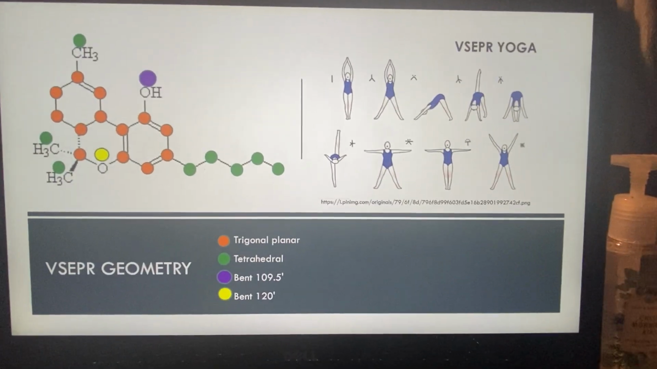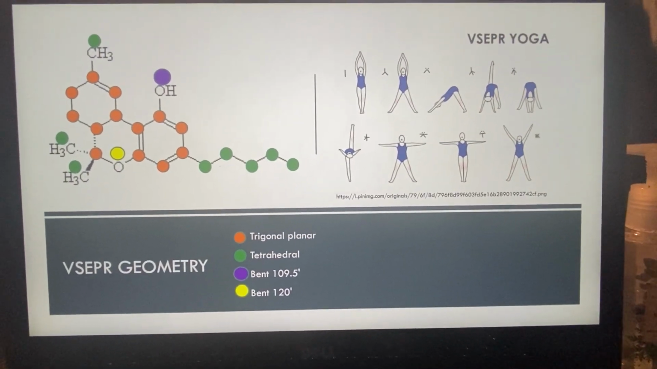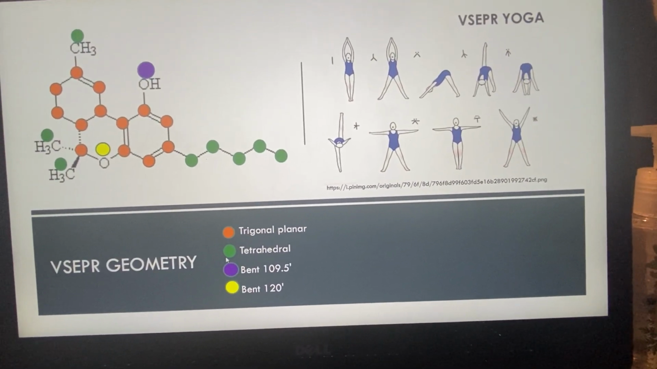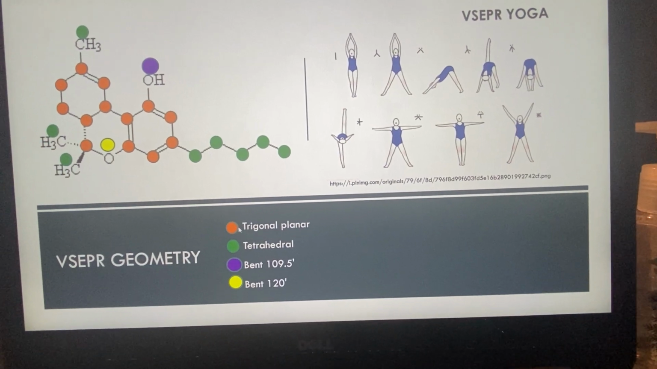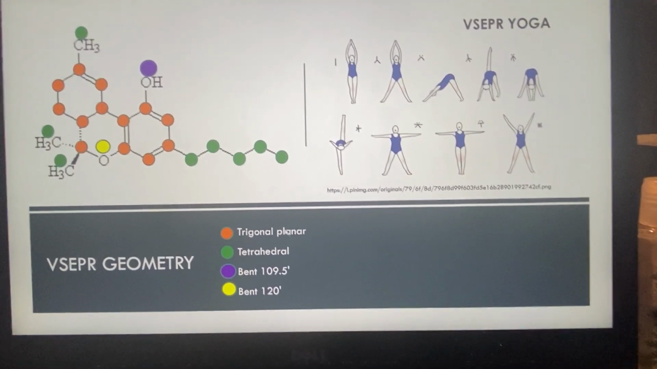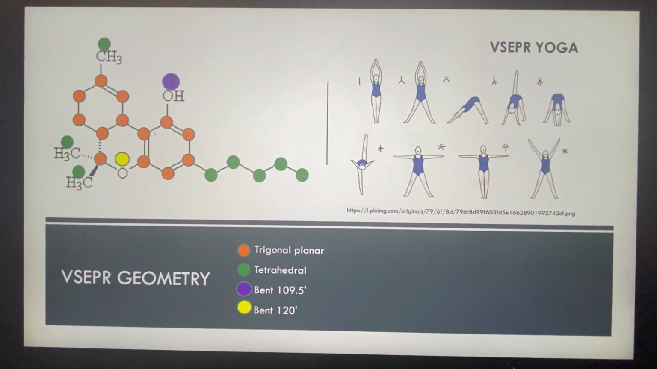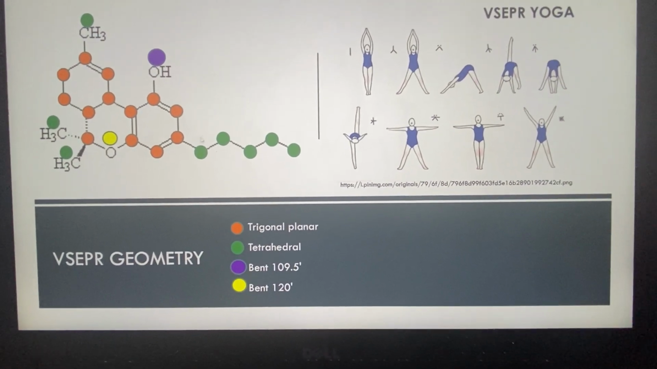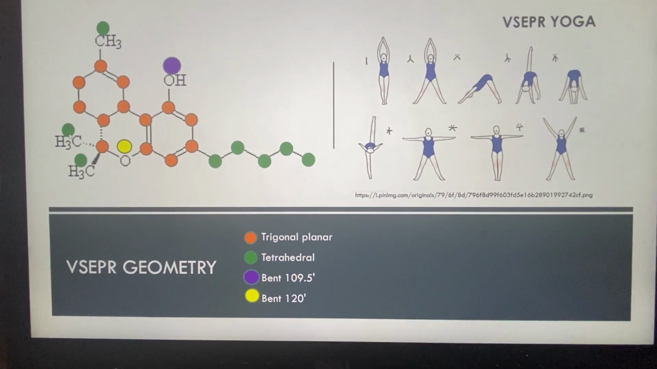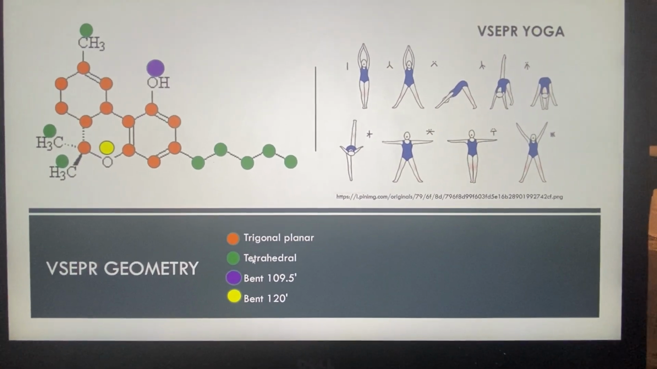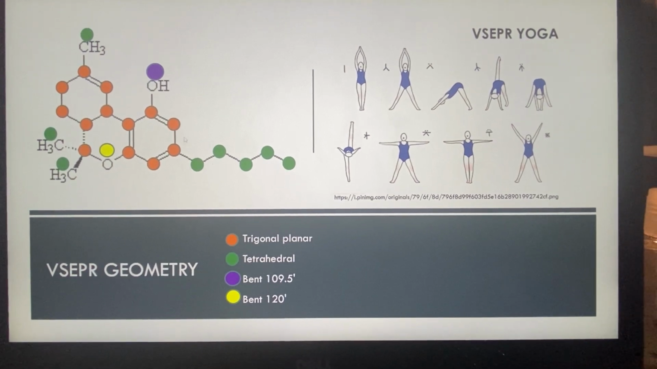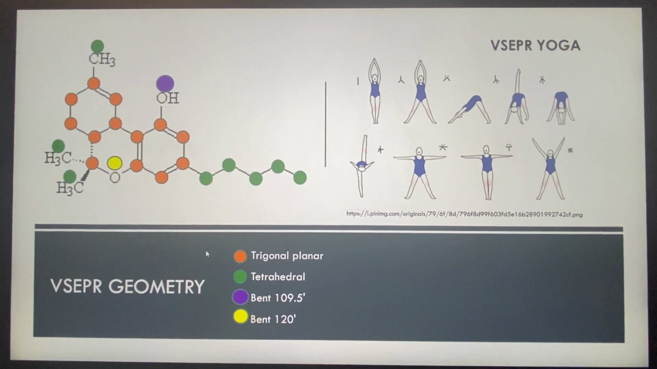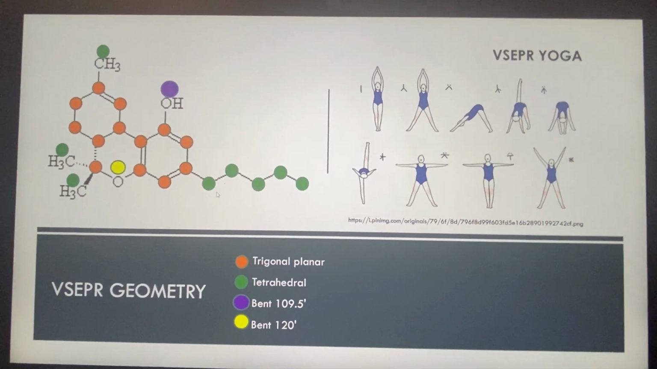Moving on to VSEPR geometry, I added a color to each geometry. So trigonal planar is located on these rings, and then tetrahedral on this chain and these carbon groups. The bent 109.5 is right here with the alcohol, and the bent 120 is on this oxygen or ether group.